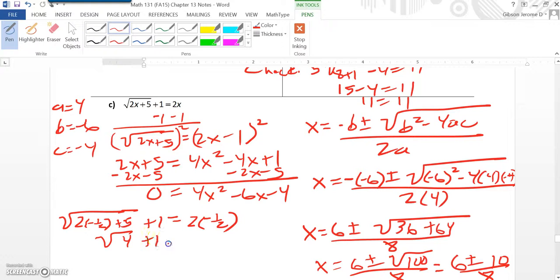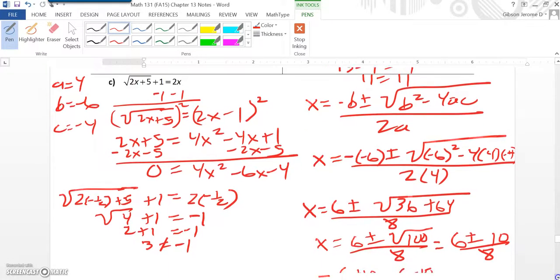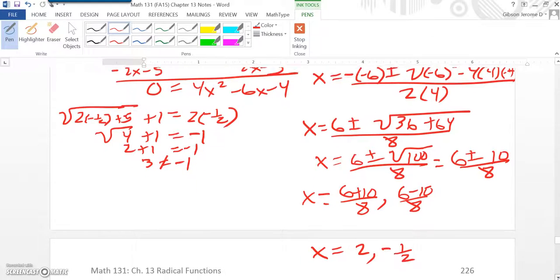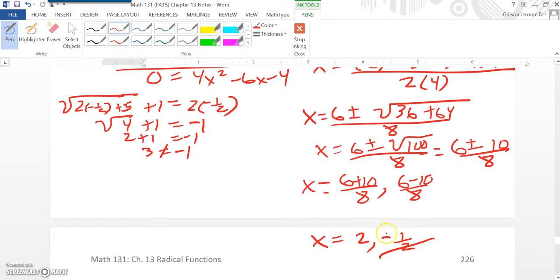which will give us the square root of 4 plus 1. And 2 times a negative 1/2 will be negative 1. Now, we know this ends up giving us 2 plus 1, which is 3. We know positive 3 does not equal negative 1. So we know that we cannot use negative 1/2 as one of our solutions. So we could cross out the 1/2. That's one solution that we cannot use.